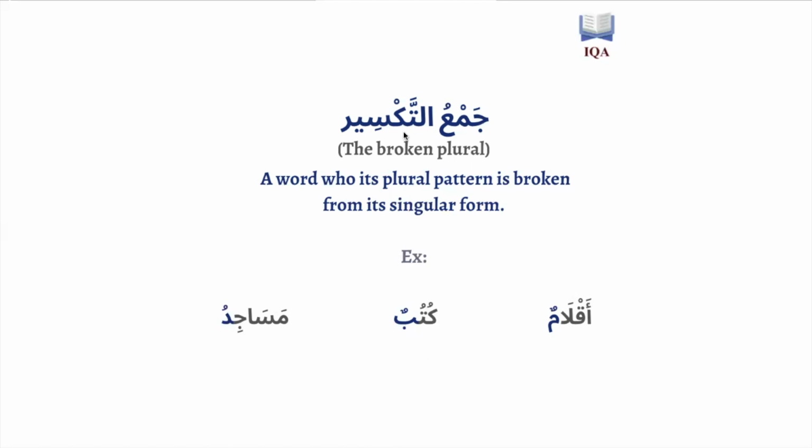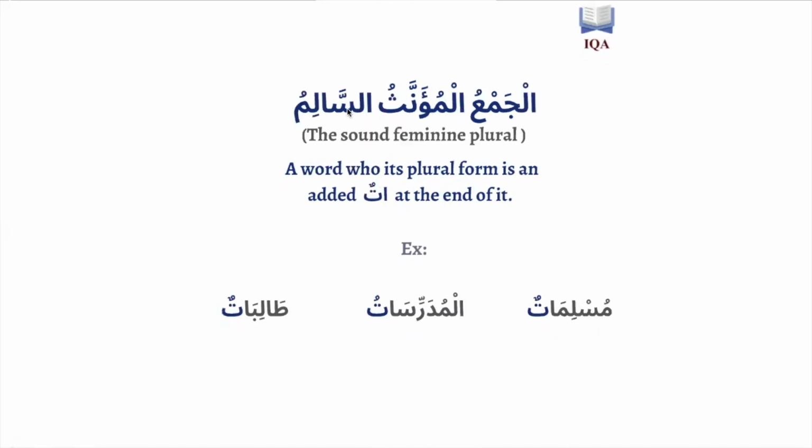Okay, so jam'u taksir, all broken plurals like this, will also be marfu' for dhamma. The jam'u al-muannath as-salim, the sound feminine plural, is a word whose plural form has an alif and taa added at the end of it. So any noun that's indicating something plural and has this extra ending is jam'u al-muannath as-salim. So talibatun, which means one female student, becomes talibatun.